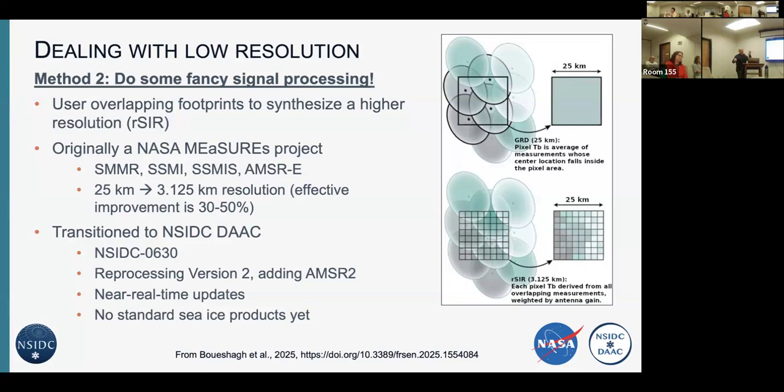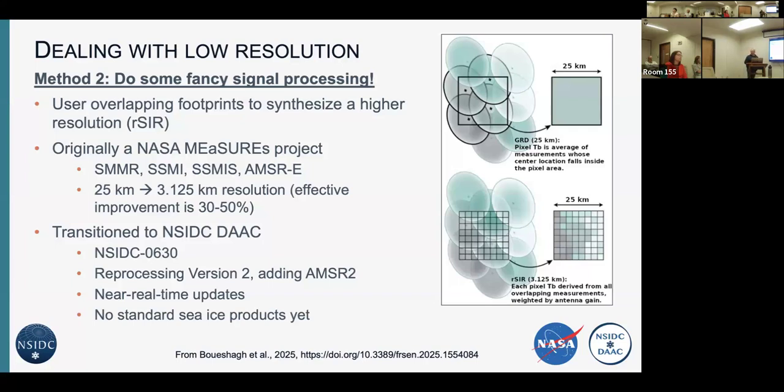But if you actually use the individual footprints and how they interact with each other and how they overlap, you can synthesize with some fancy signal processing that's called RSIR, which is synthetic image reconstruction, I believe. Well, I think it was scatterometer image reconstruction originally, with the R being for radiometer. So this was developed originally by David Long at Brigham Young University, and then worked with Mary Jo Brodziak here, as well as Molly Hardman, to basically do this. It was really done for scatterometer, but then to do it for the passive microwave.